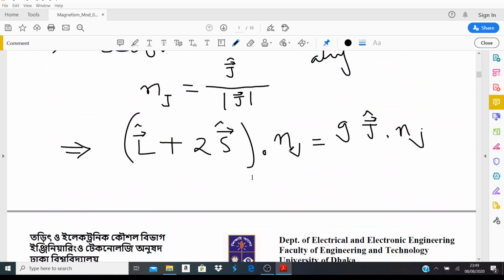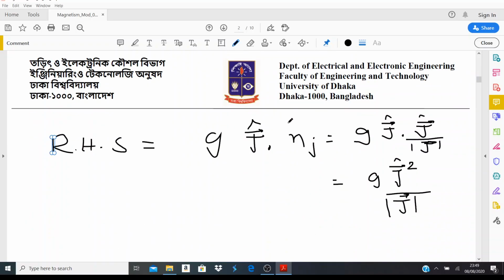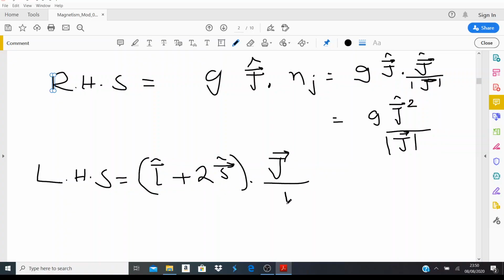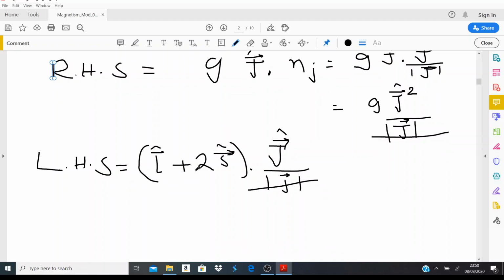That's our right hand side. And what about this left hand side? You will see if you put n_j equal to the vector J divided by its magnitude, the left hand side is nothing but (L plus 2S), all of them vector operators, dotted with J divided by the magnitude of the J vector itself. That's your left hand side, that's your right hand side. You can see these two get cancelled from both sides. So we have the expression (L plus 2S) dot J is equal to g_J J squared, right?